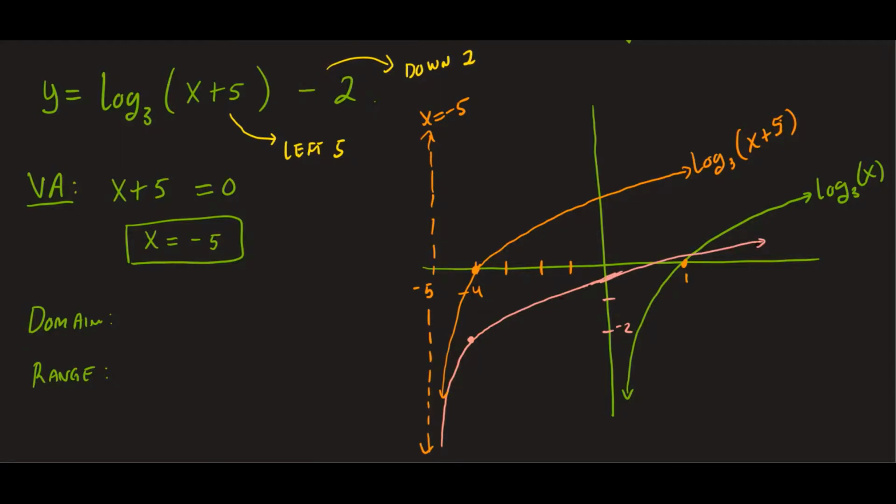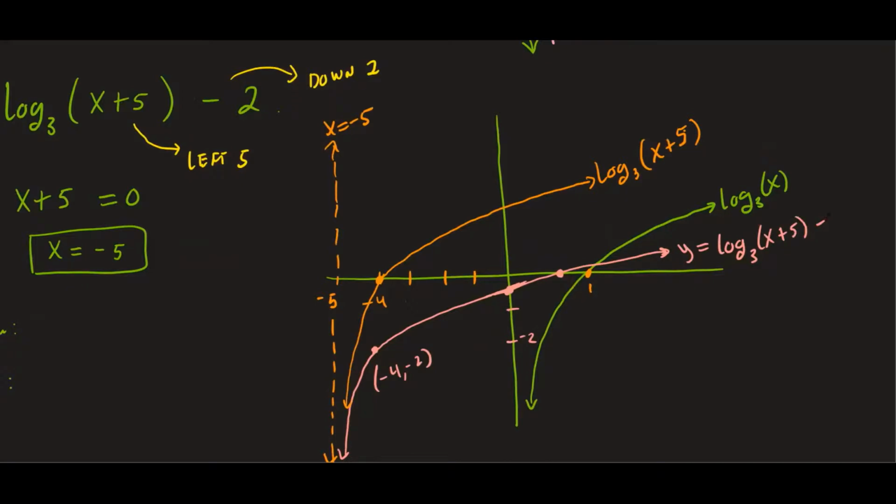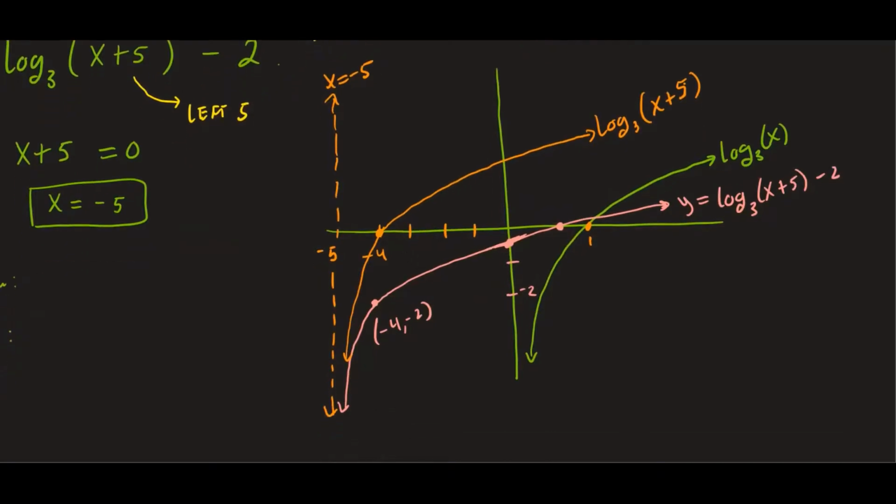I didn't label it very appropriately, but hopefully you got the idea. Let's label this point negative 4, negative 2. There is an x-intercept and there is a y-intercept. So you can go ahead and find them by setting opposite components equal to 0. But pretty much that's the graph of y equals log base 3 of x plus 5 minus 2. So that would be your final sketch.